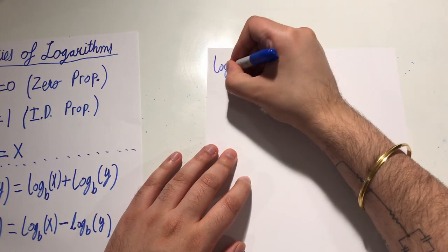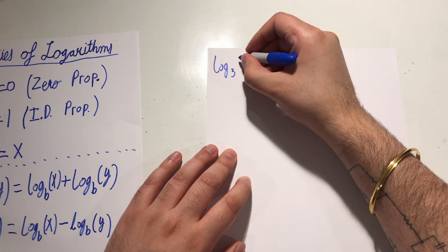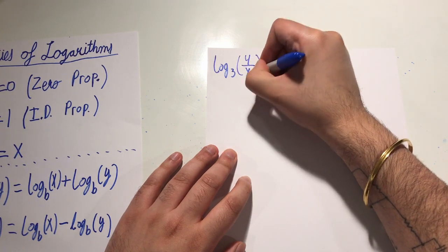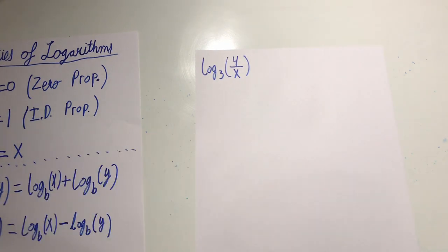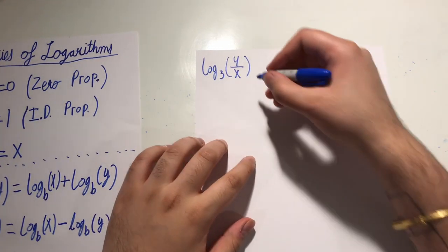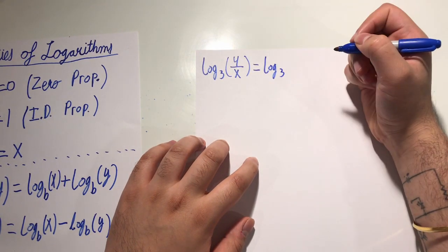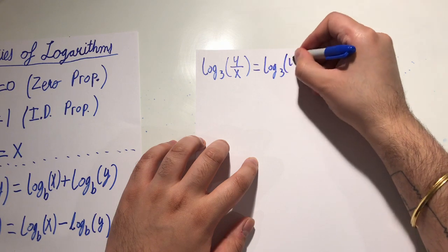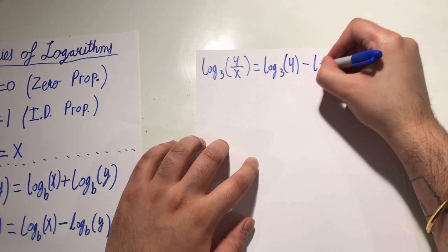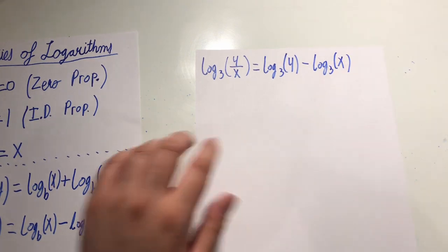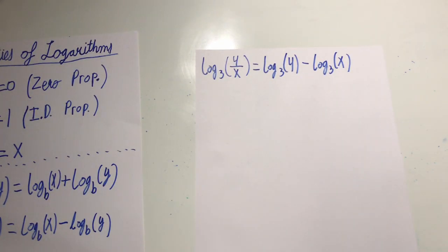Let's do log base 3. And instead of 4x, how about I do 4 divided by x? How might I split this up based on the quotient rule? Well, I have two things divided. So I can change that to logarithm base 3 of the first thing minus logarithm base 3 of the second thing, right? Super tight.